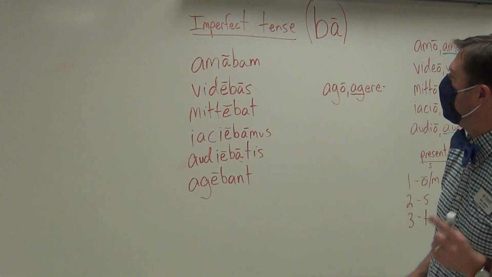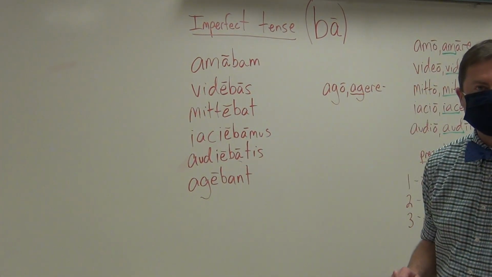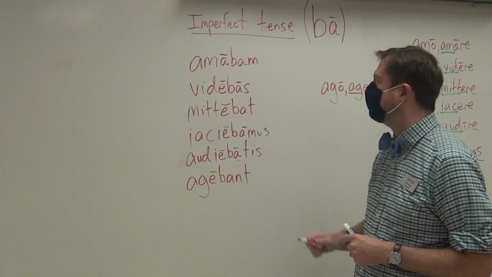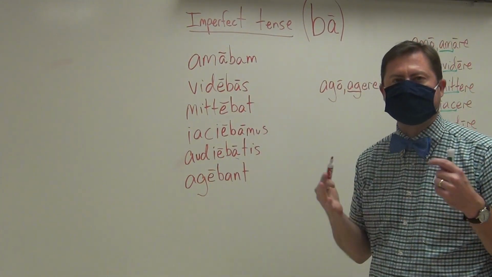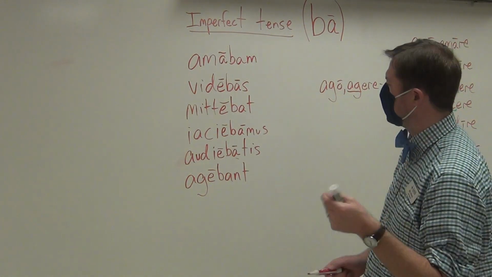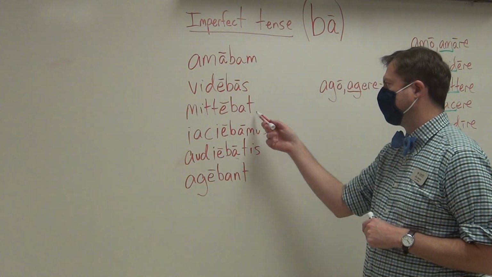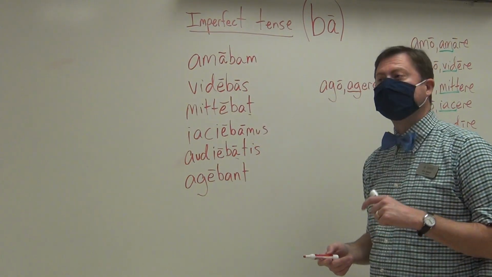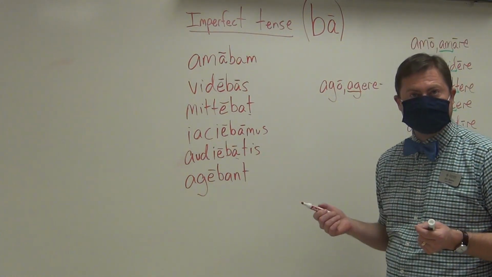But the most important item in every single one of these: I don't look at the word amabam and see love. I see BA. I don't look at mittebat and see the definition send. That's the third or fourth thing that I see. First thing I see is BA. Second thing I see is who. And then the third thing I see is the fact that it means to send.